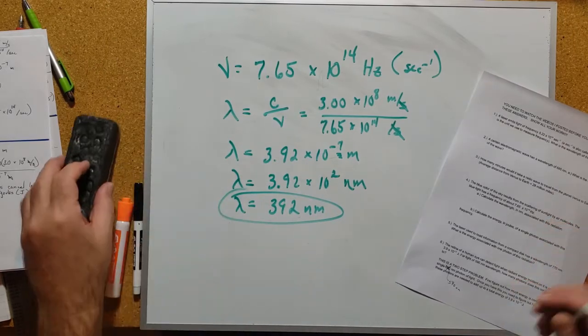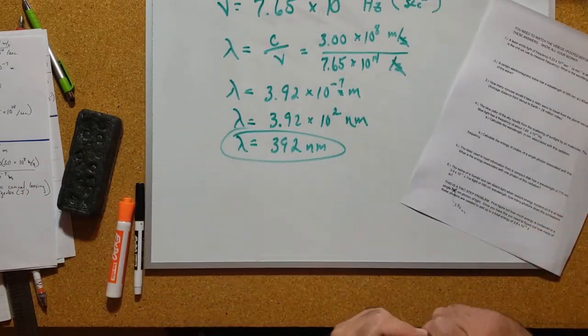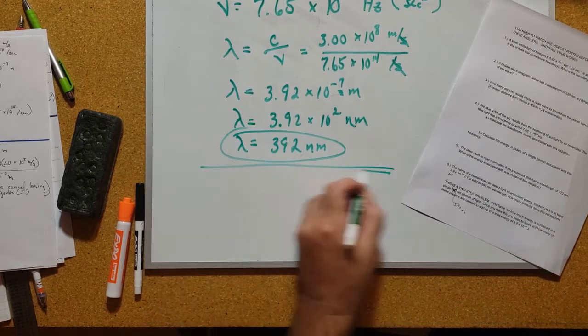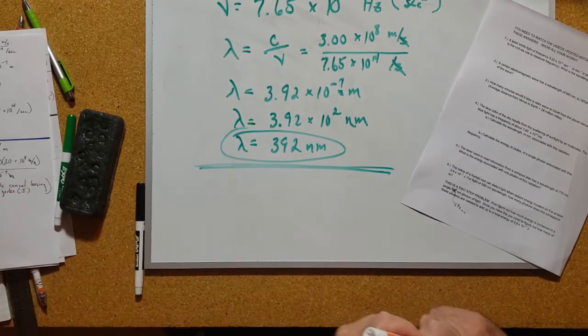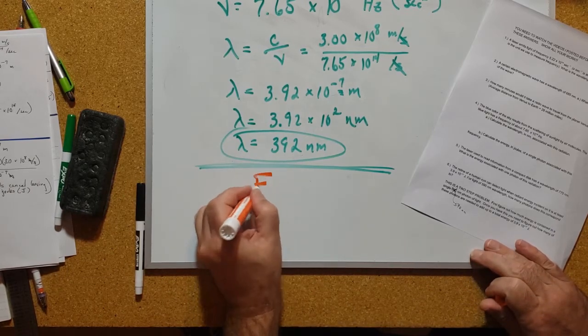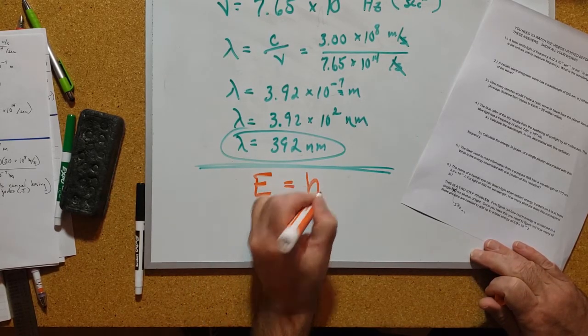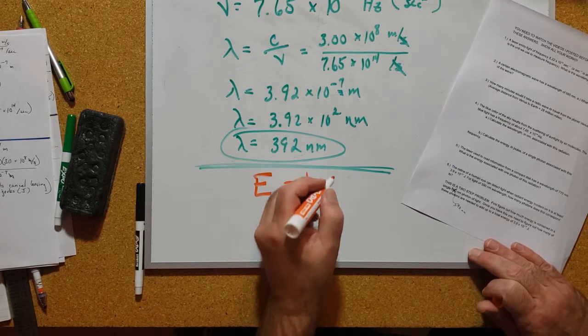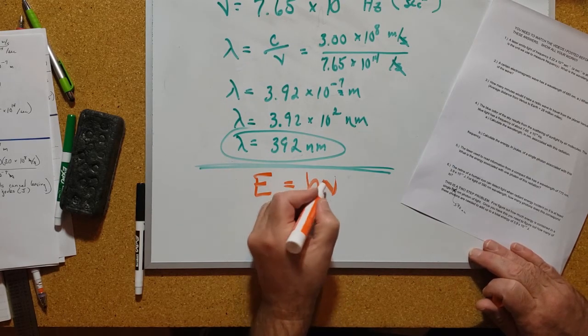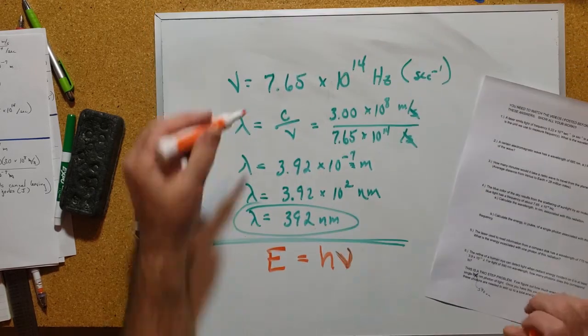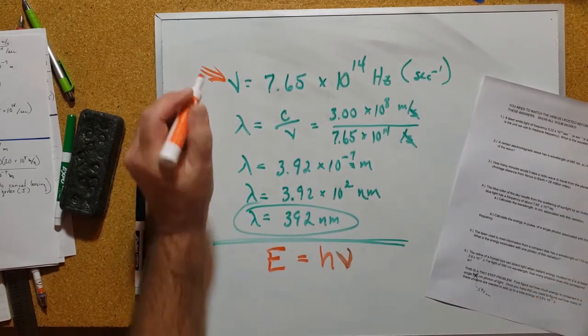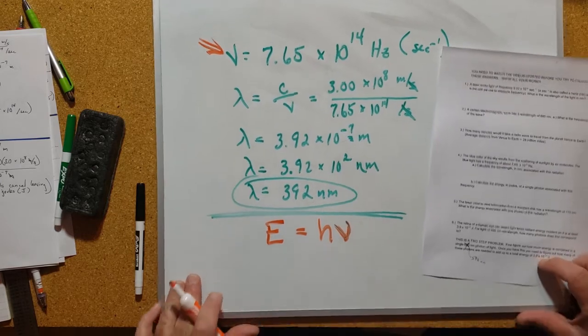Now, when we want to compute energy, we're going to use the equation E equals h nu. The energy of a photon of light is equal to Planck's constant, which we symbolize with h, times the frequency, right? Greek letter nu. And now the frequency was given to us right here, and so let's use that.